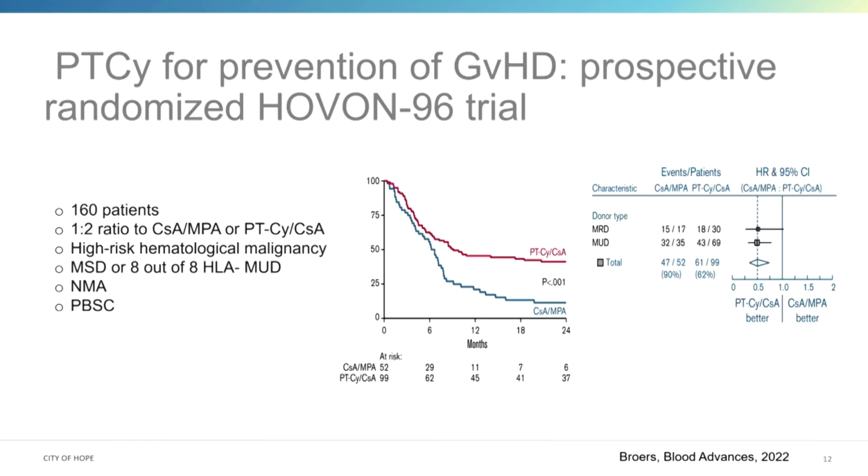At the same time, in Europe, there was another study which was done by the HOVON group and was comparing post-transplant cyclophosphamide against cyclosporine with MMF in patients undergoing non-myeloablative transplant from matched sibling and matched unrelated donors. This was a 2-to-1 randomization, and as you can see, the same results showed. And in this study, they also compared the outcome based on donor, and there was no difference in MUD versus sibling donor.